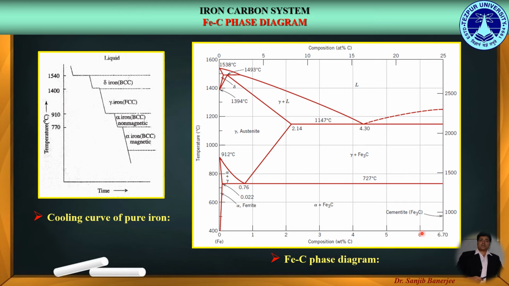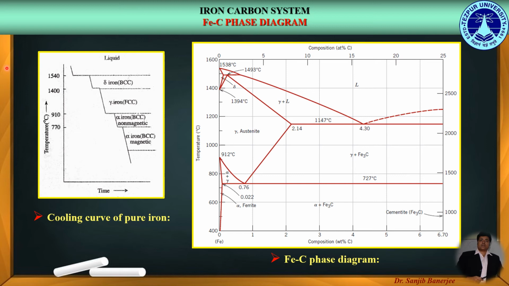Now, with the increasing weight% of carbon, the steel becomes brittle or the ductility decreases. That is why the cast iron is much more brittle compared to the steel, because the cast iron has the higher percentage of carbon compared to steels. Moreover, here the cementite phase or Fe3C is itself a brittle phase.